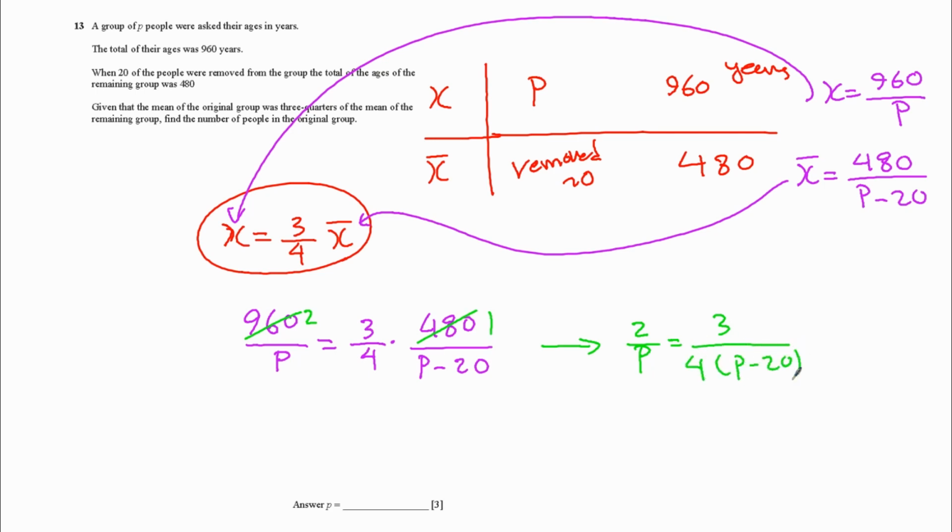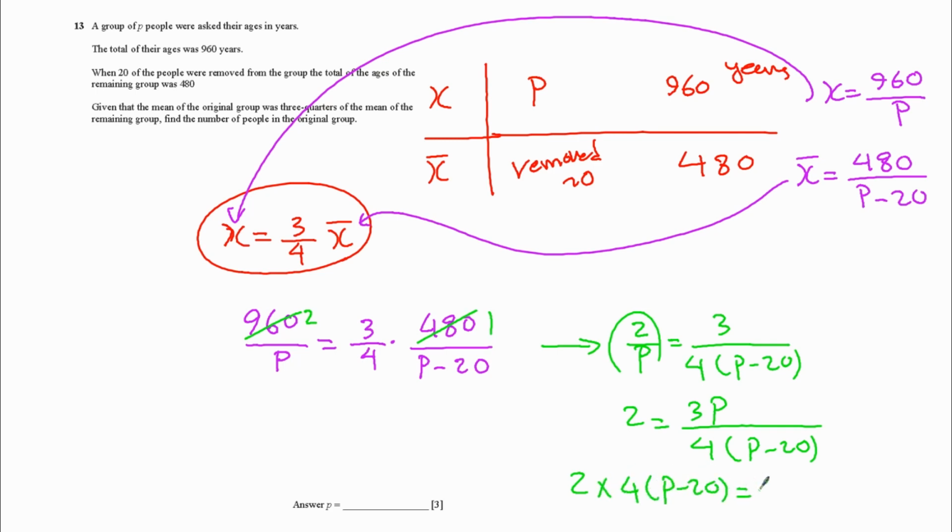Now, we are going to multiply both sides by P. So this times P and P simplify. So we have 2 equals 3P divided by 4 times P minus 20. I am also going to multiply both sides by 4 times P minus 20. So multiplying both sides by 4 times P minus 20, it basically means that 2 times 4 times P minus 20 equals 3P.